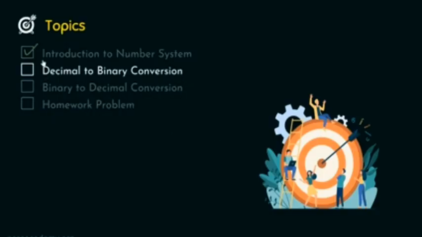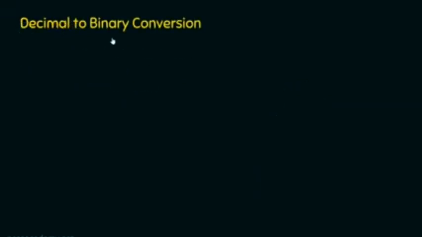We are done with introduction to number system. We have understood what a number system is. Now let's see how to convert a decimal number to a binary number. Instead of going through a lot of theory, I will give you one example, and with the help of example, we will then try to understand how to convert a decimal number to a binary number.